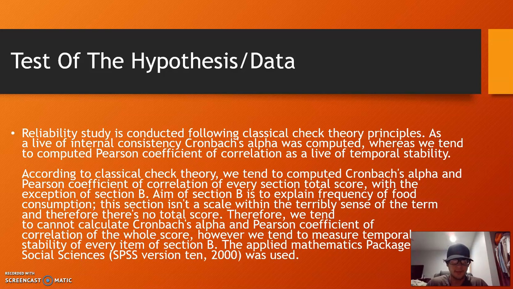Aim of section B is to explain frequency of food consumption. This section isn't a scale within the terribly sense of the term, and therefore there's no total score. Therefore, we cannot calculate Cronbach's alpha and Pearson coefficient of correlation of the whole score. However, we tend to measure temporal stability of every item of section B. The Statistical Package for the Social Sciences was used.